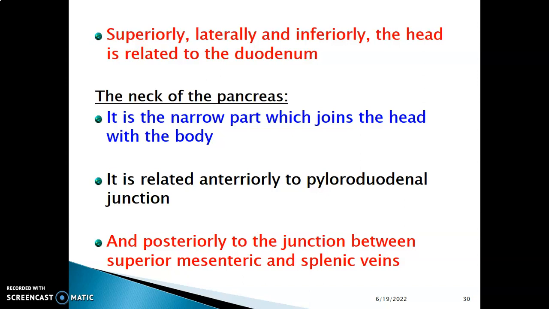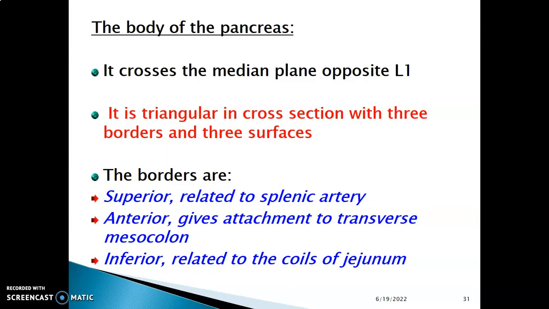The neck of the pancreas is usually narrow and joins the head with the body. It is related anteriorly to the pyloroduodenal junction, and posteriorly to the junction between the superior mesenteric and splenic veins. The body of the pancreas crosses the median plane opposite L1.